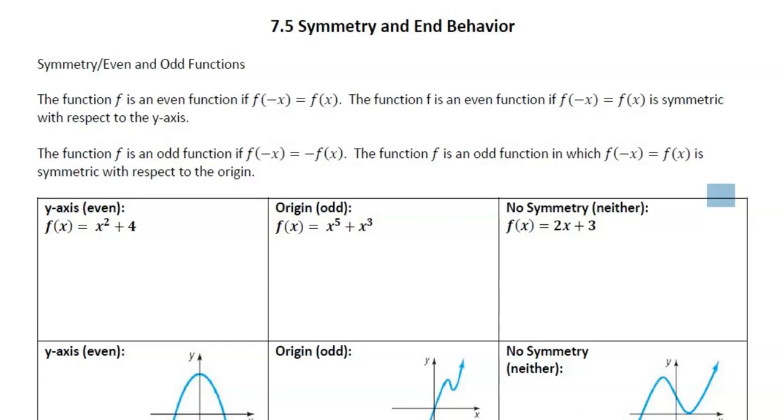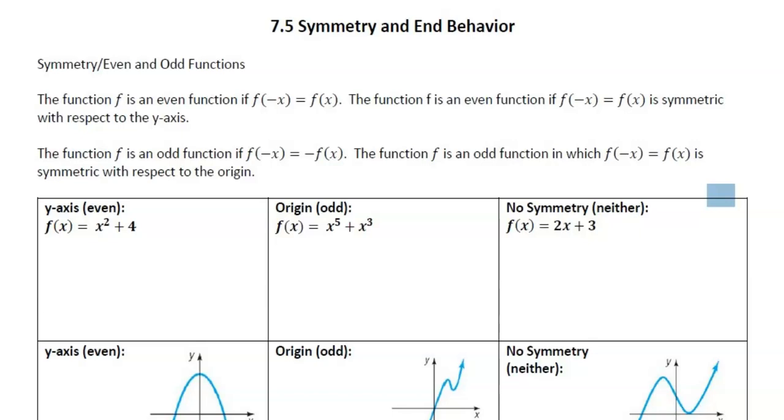Hello, welcome. This is lesson 7.5 about symmetry and end behavior of graphs. We're going to talk a little bit about even and odd functions as well as symmetry. The function f is an even function if f of negative x is equal to f of x. We'll explain that here in just a moment once we've done some examples.